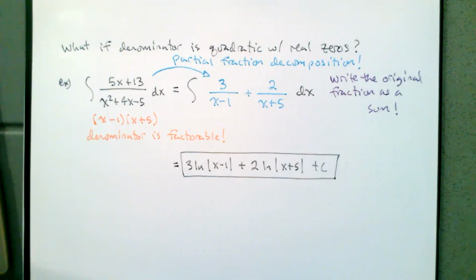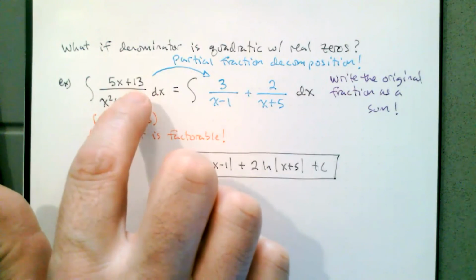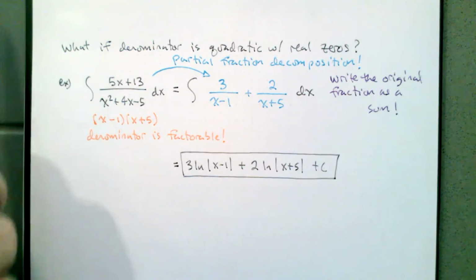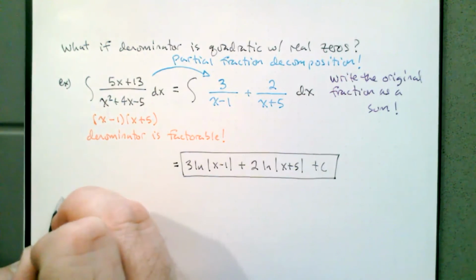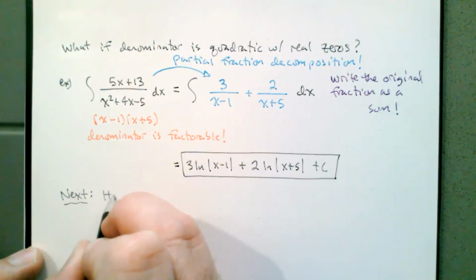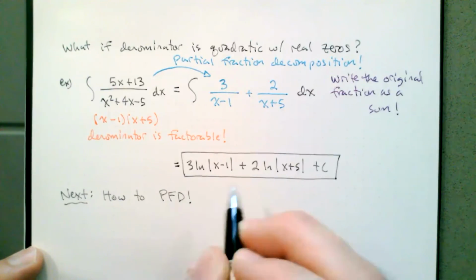Secretly, what I did was I said, I want it to look like 3 over x minus 1 plus 2 over x plus 5, and then I added those together to get 5x plus 13. And then I pretended that I could decompose this really fast. So the last thing that we need to talk about in this business of integrating rational functions is how to do partial fraction decomposition. And that's what's up next.